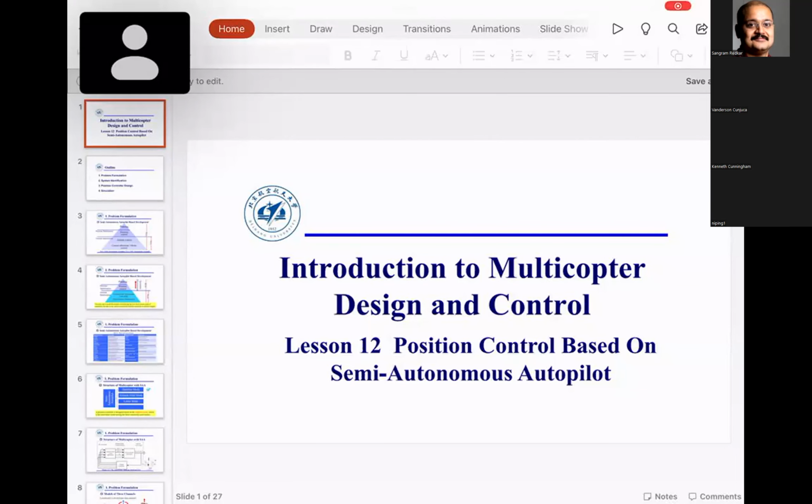So in today's class, believe it or not, we are towards the end of this course, wherein we are going to talk about position control based on semi-autonomous autopilot. This semi-autonomous autopilot is implemented in the drones that you work with, maybe a small $10 drone or $20 drone.